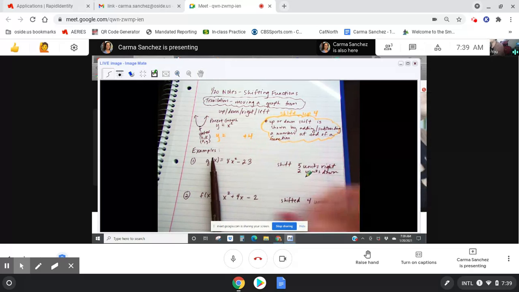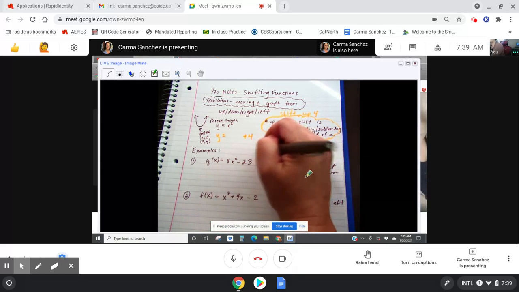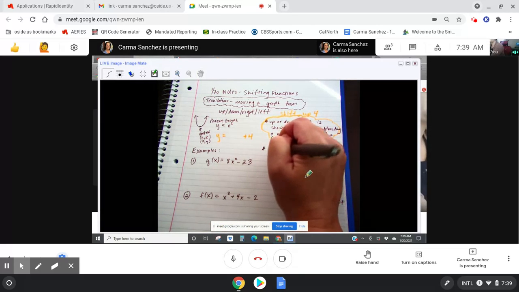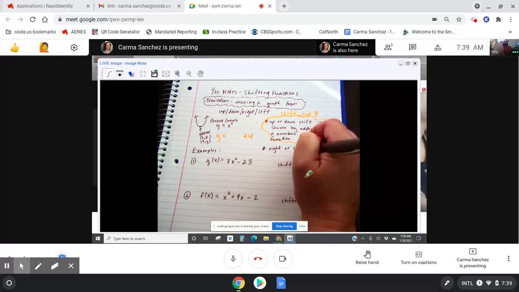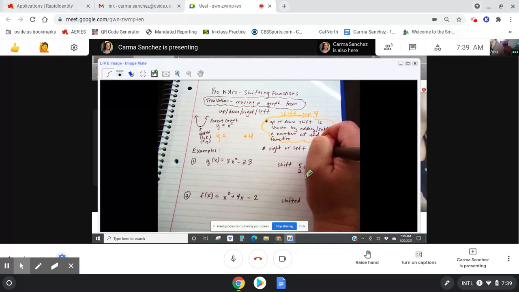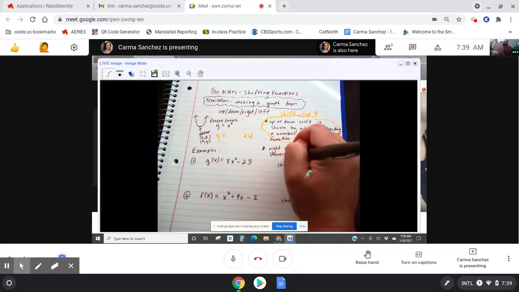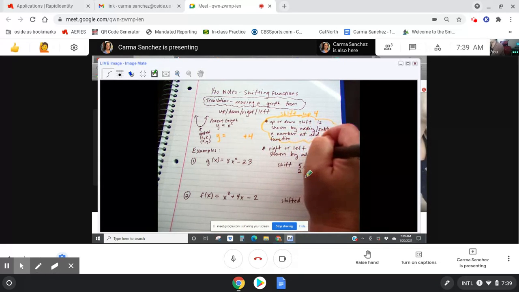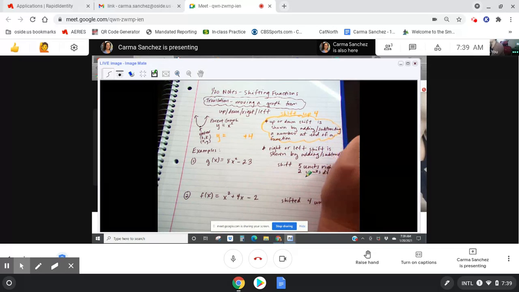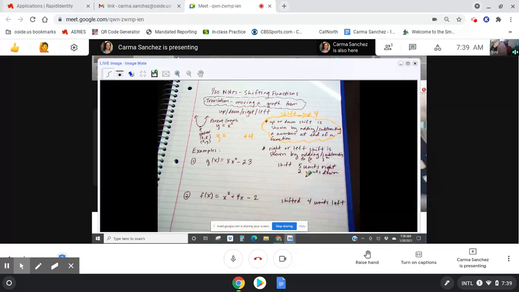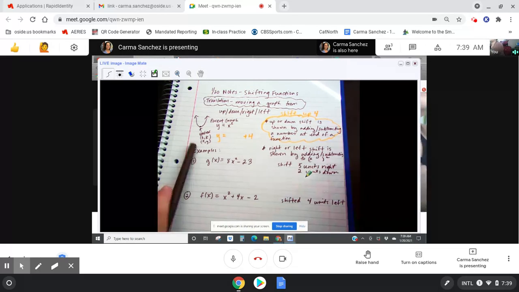Okay, well, what about a shift right or left? Right or left shift is shown by adding or subtracting to the x in the parentheses. This one I'm going to show with green.